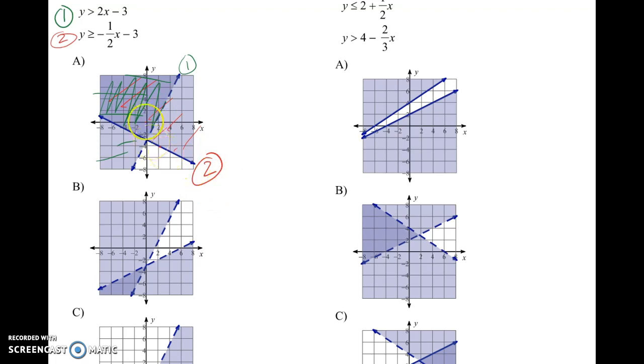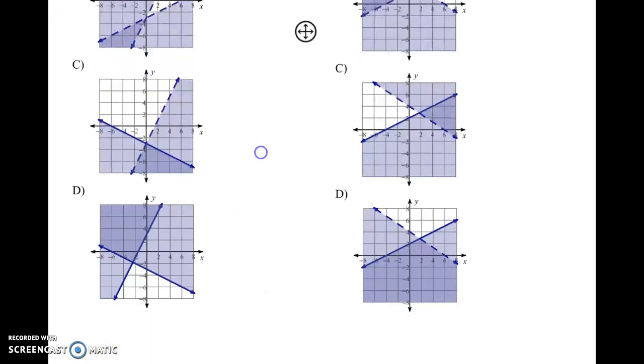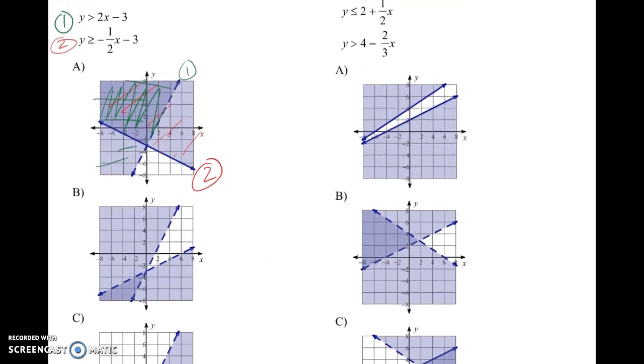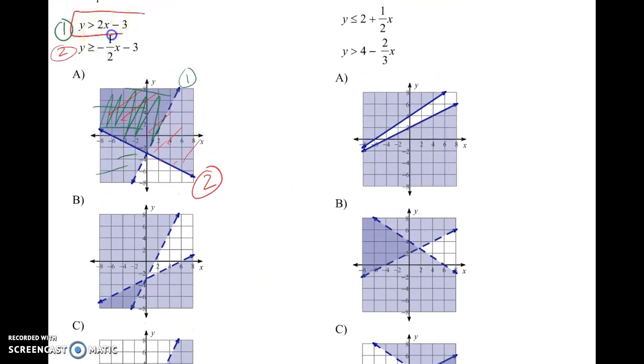Now what I might have done if this didn't work out, I know that line 1 should look like this dotted line here. So I would have checked, okay, line 1 is there, line 1 is there. Line 1 here should be dotted, right? So we know that we can eliminate choice D. But since A ended up working out perfectly, line 1 lines up there, line 2 lines up there, and the shading is in the correct spot. So it is in fact A.